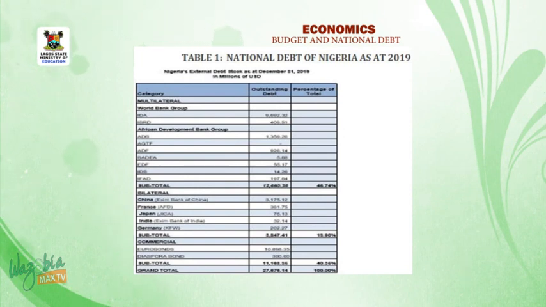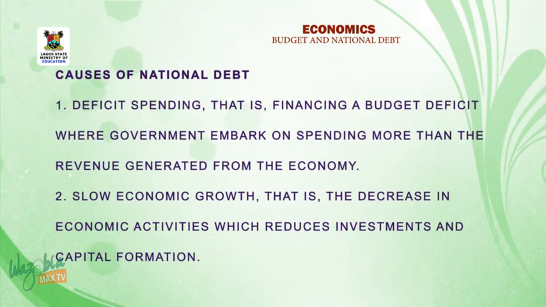I now move to the causes of national debt. The national debt of Nigeria is caused by the following. 1. Deficit spending, that is, financing of budget deficits, where government embark on spending more than the revenue generated from the economy. 2. Slow economic growth, that is, the decrease in economic activities, which reduces investment and capital formation.